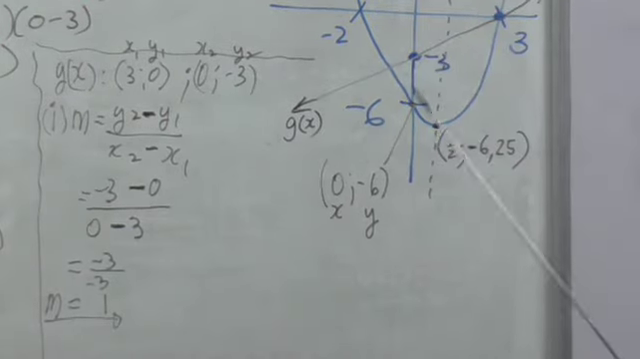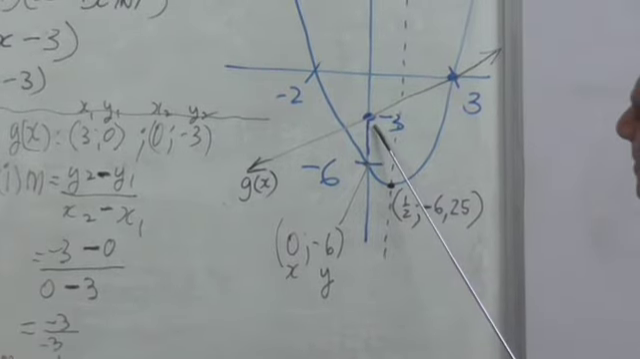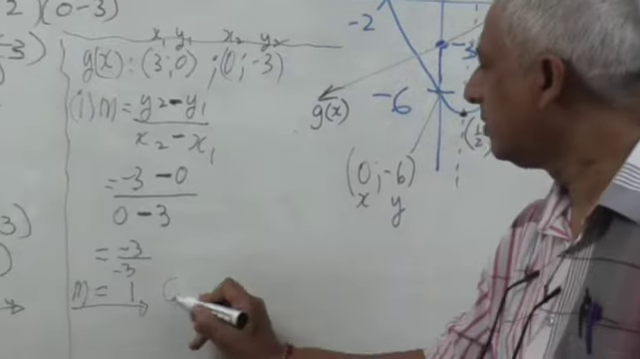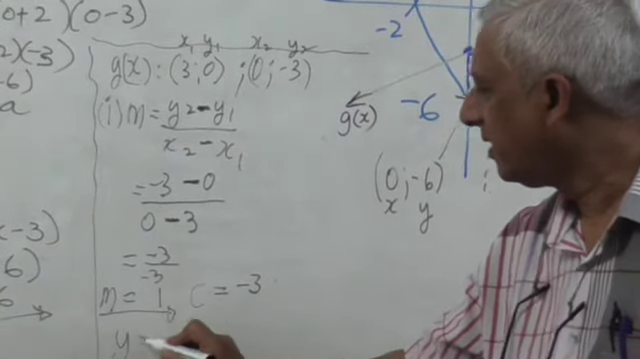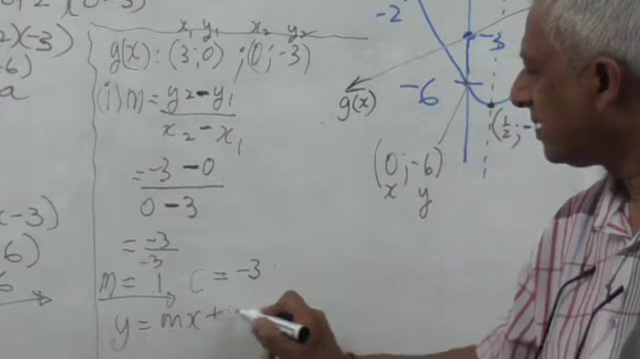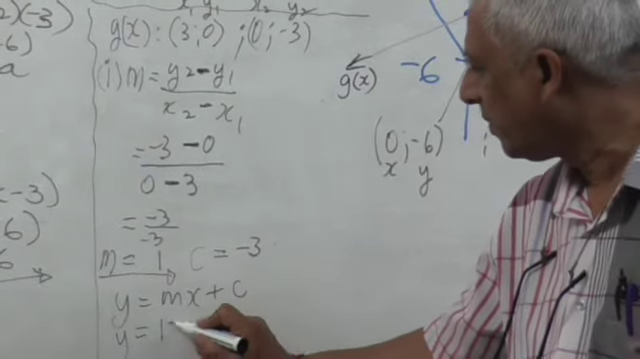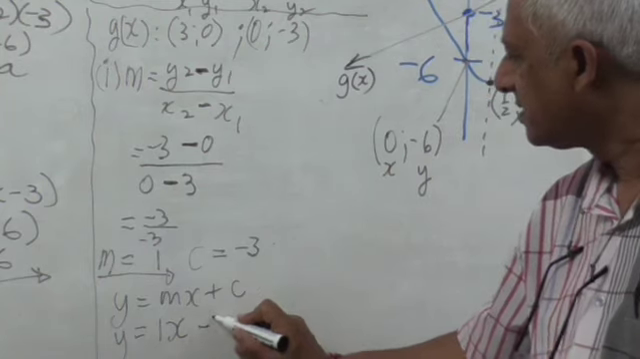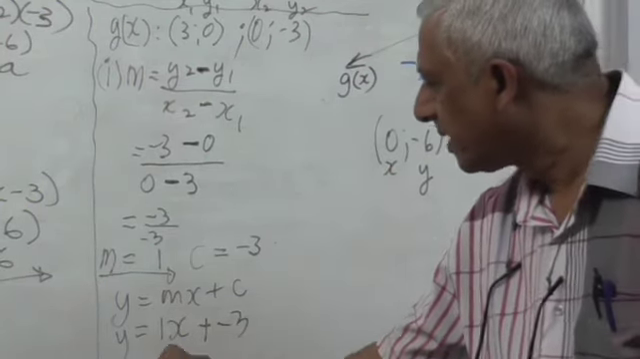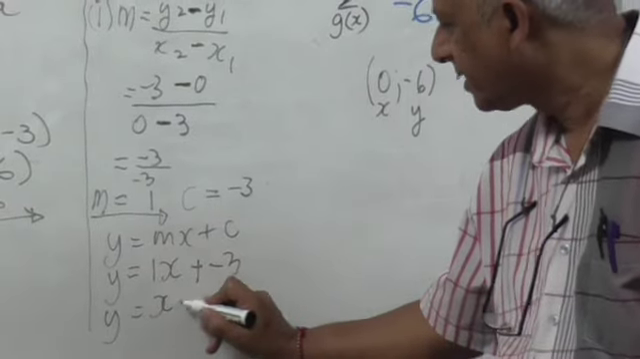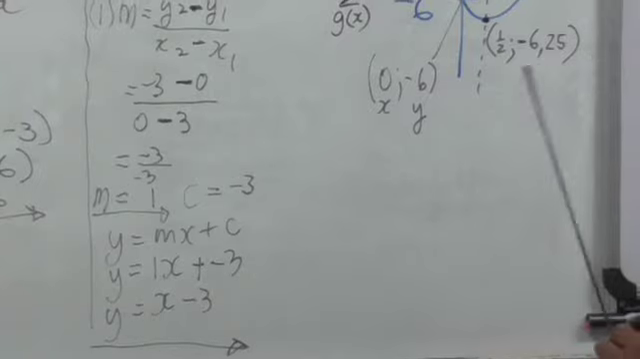Now, from the diagram, you can see very clearly that c is minus 3 because the y-intercept is minus 3. Therefore, no working for c, c is equal to minus 3. And therefore, finally, y is equal to mx plus c, and m is 1. So it will be 1x plus minus 3, which becomes y is equal to x minus 3. So that's your equation for the straight line.